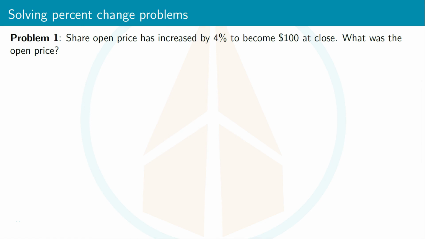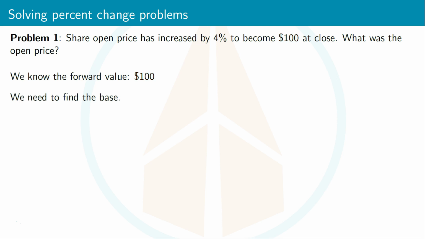Now we are ready to solve some percent change problems. Problem 1. Share open price has increased by 4% to become $100 at close. What was the open price? We know the forward value. It is $100. We do not know the base, therefore we'll use letter B to denote it.